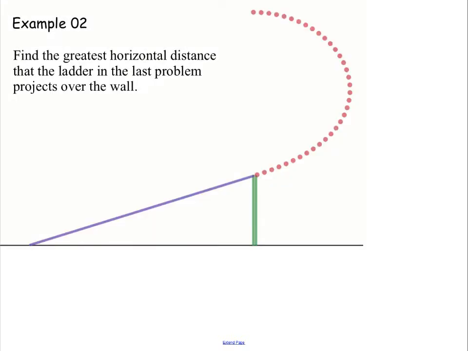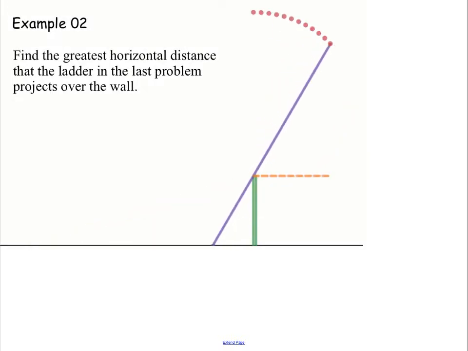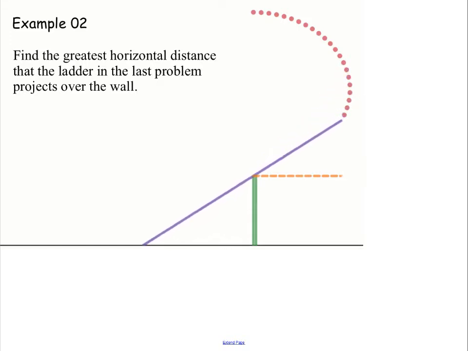We can use the same setup to answer different questions. For example, we can find the greatest horizontal distance that the ladder projects over the wall. In this animation, that would be the length of the dashed orange line.